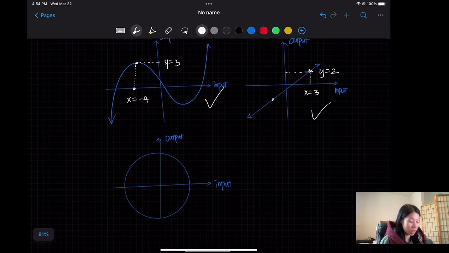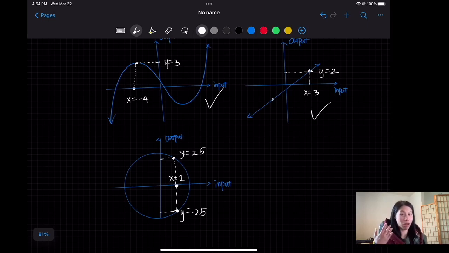So what about this one? Let's take a look. If I have one input, say x equals 1, what is y? Y equals either positive 2.5 or y equals -2.5. We talked about that, right? You don't want to order a mocha and have the teller give you two different answers, telling you one is $3 and the other is $2.70. So that means the third one is not a function.